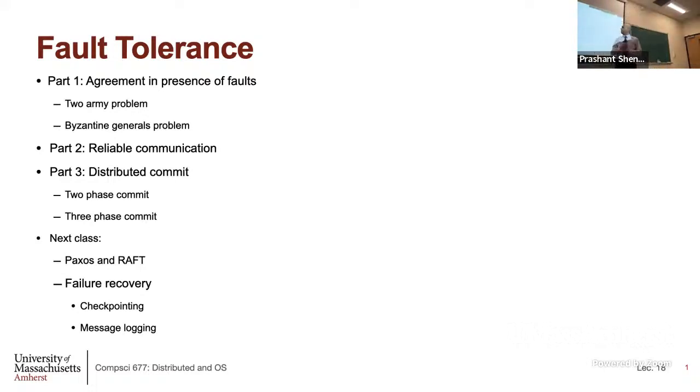And then we will end with this problem of distributed commit, okay? Which again, I'll introduce. We will probably do the two-phase commit today. Depending on time, we may or may not get to the three-phase. Okay? But that's really the three things we are going to talk about today.